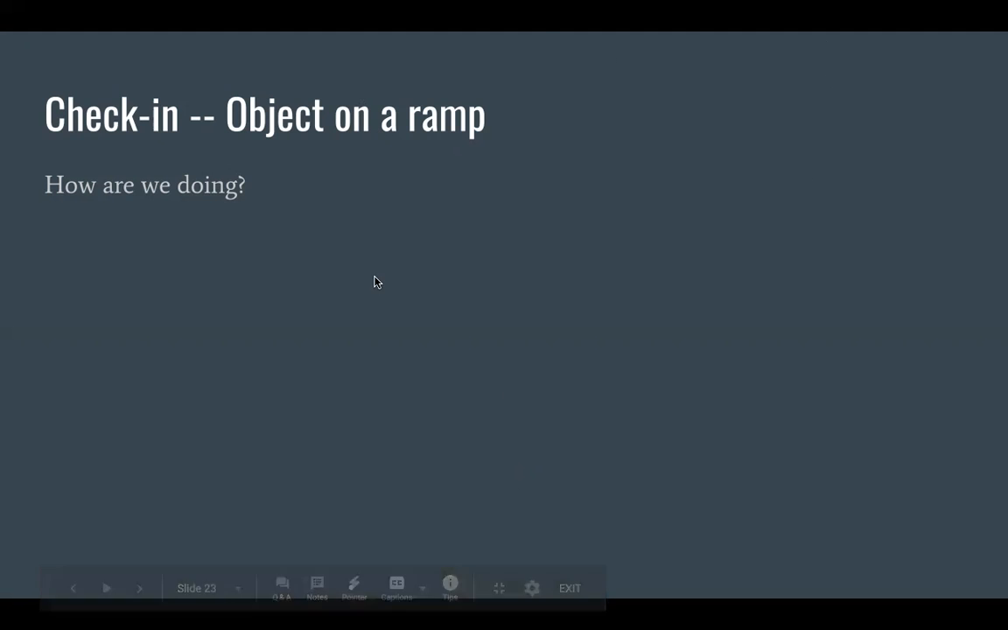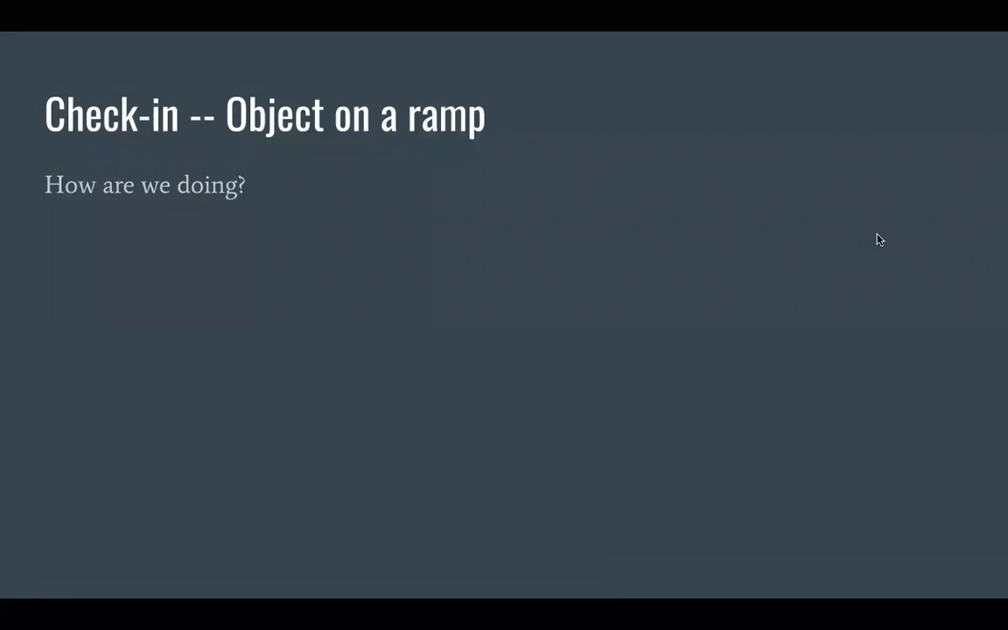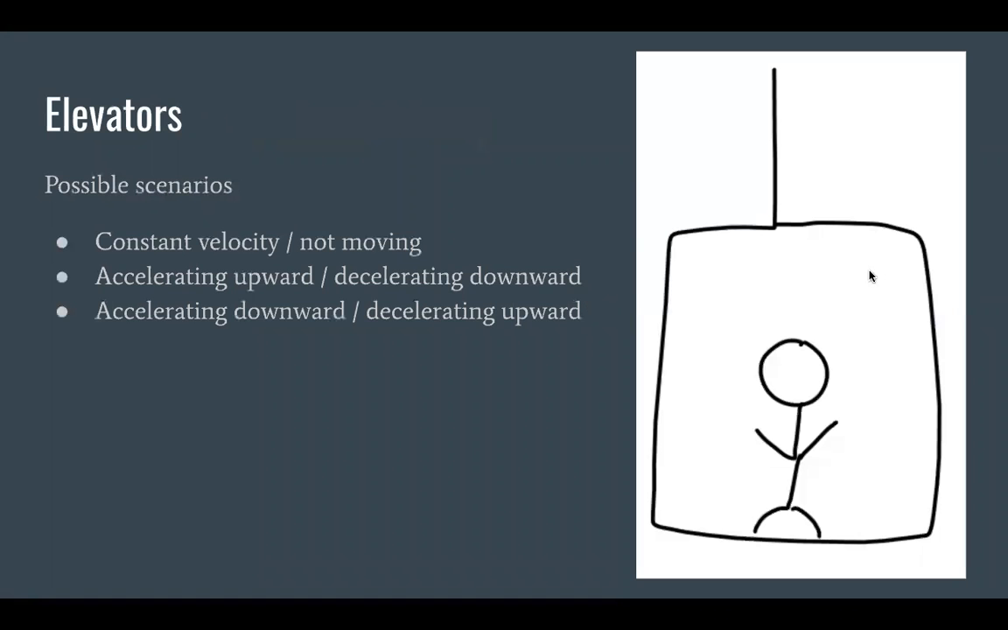All right, so the next scenario we're going to be talking about is elevators. So this can sometimes become important when we're talking about when there is a net force. So there's three possible scenarios for an elevator. The first one is that it's going up or down at a constant velocity, or it's just not moving. The second one is it's accelerating upward, so it's moving upward and getting faster, or it's decelerating downward, meaning it's going down, but it's getting slower.